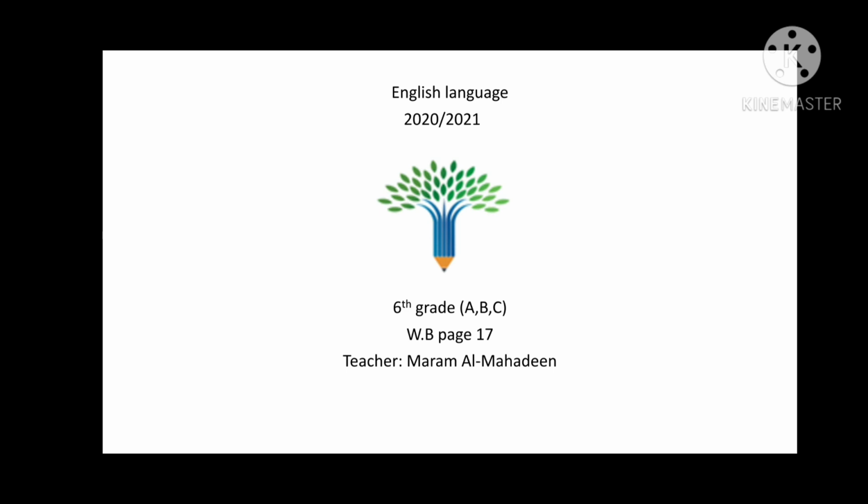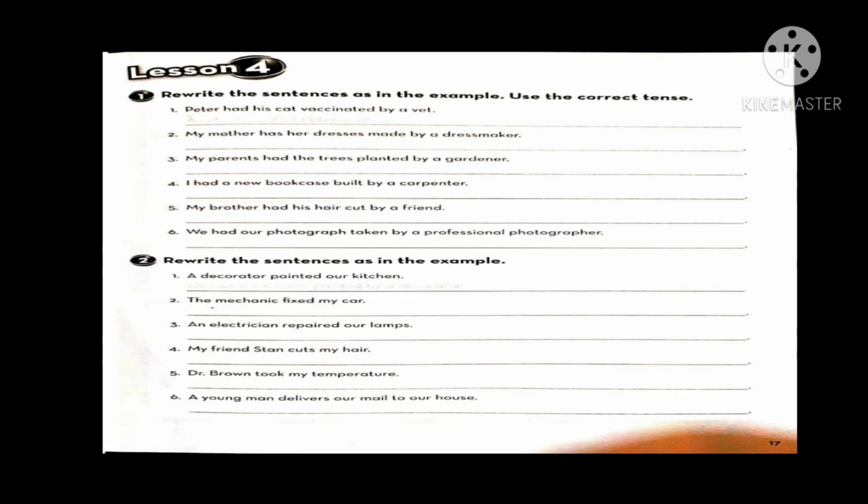Today we will move to the workbook page 17. So I want all of you to open your workbook page 17, please. This is page 17. We have two exercises. Exercise number 1. Rewrite the sentences as in the example. Use the correct tense. Number 2. Rewrite the sentences as in the example. Okay. Let's discuss them both.